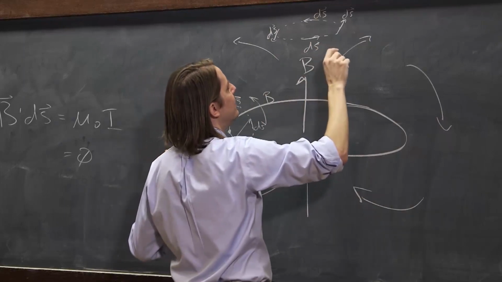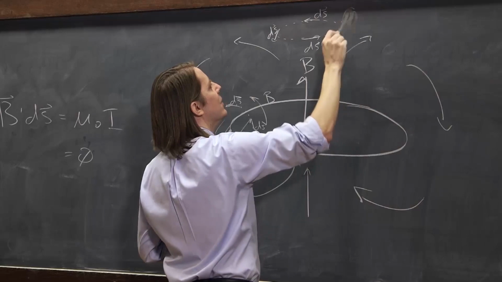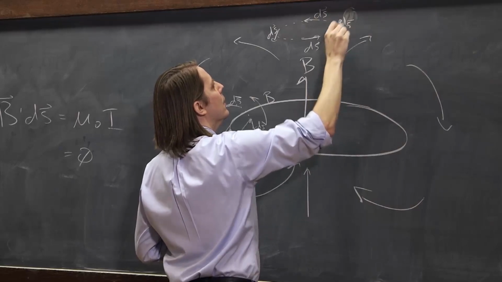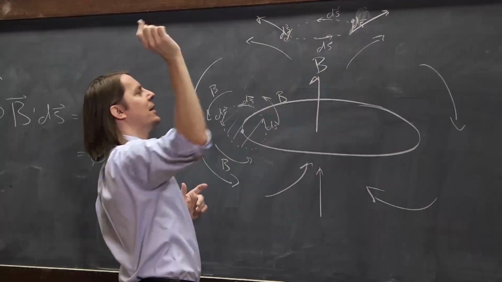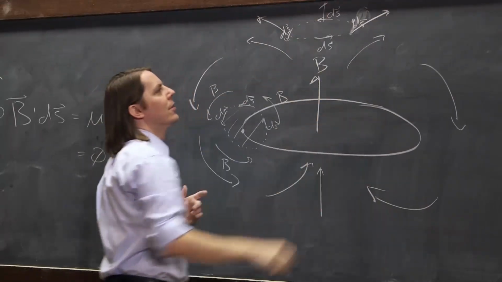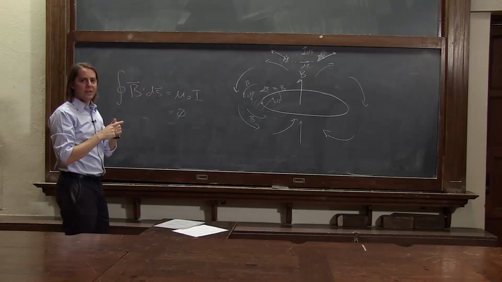What is the B field doing? The B field, in this case, it's always kind of like that, right? It's coming out like that. And here it's coming out of the board. And here it's going into the board. So in actually every case, the B field is perpendicular to DS.